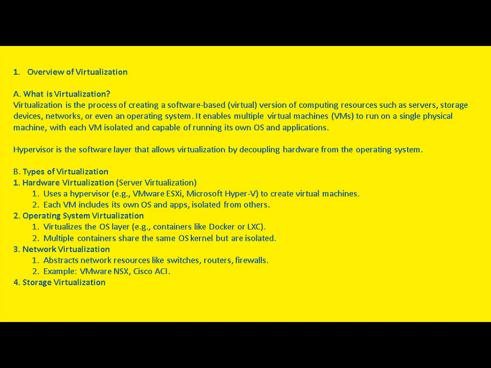And the last type of virtualization is storage virtualization. It pools physical storage from multiple devices into a single logical volume, like a SAN. Examples are VMware vSAN or StarWind vSAN. Okay, so these are the types of virtualization currently available in the market.